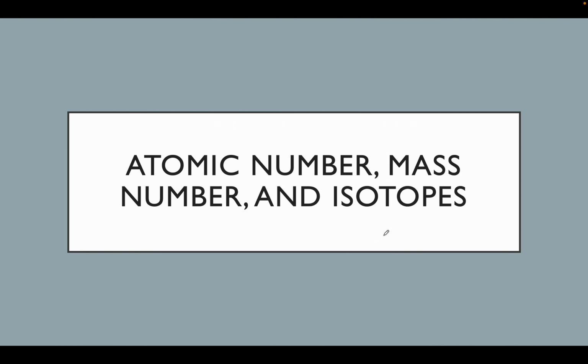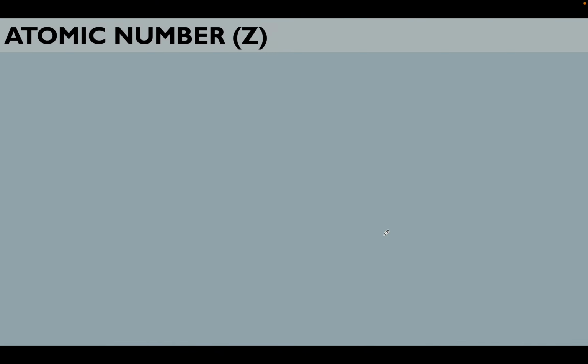Okay. So again, let's understand the concepts of the atomic number, the mass number, and also the isotopes. These are essential to grasp the basic structure of atoms and also how they relate to the different elements. Okay, so let's start with atomic number. The atomic number, we also call that capital letter Z. It is the number of protons in the nucleus of an atom.